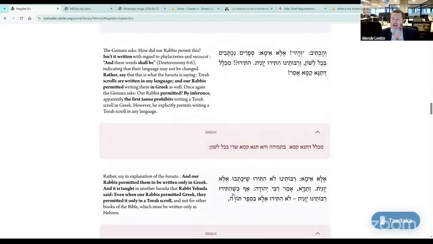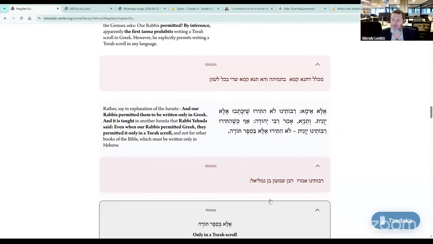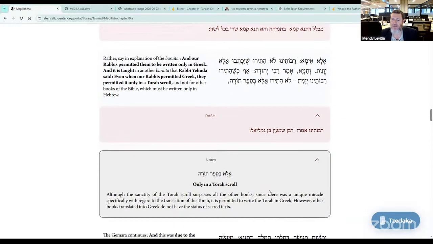Tanya, Rabbi Yehuda says, "Afkish hitiru Rabbi Seinu Yavanis la hitiru el b'Sefer Torah." Rabbi Yehuda says that when you could write in Yavanis is only by Sefer Torah. Megillah can't be written in Yavanis, which would mean that our Brisa that we learned initially goes according to Rabbi Yehuda. Rabbi Seinu Omer, that's Rabbi Shimon Gamliel.